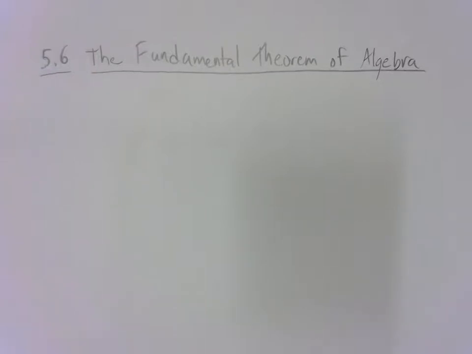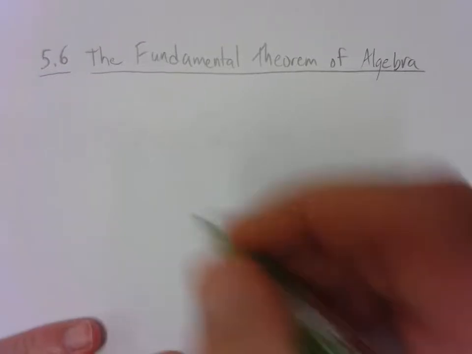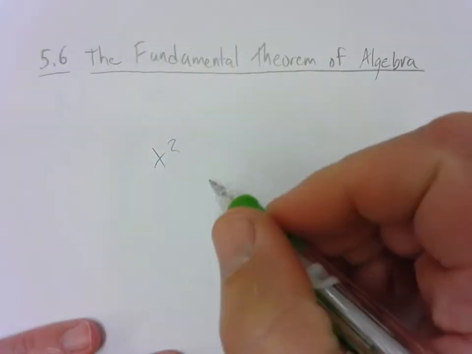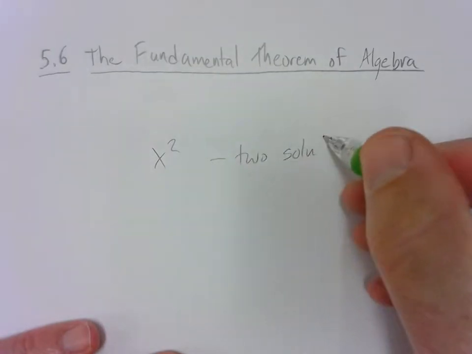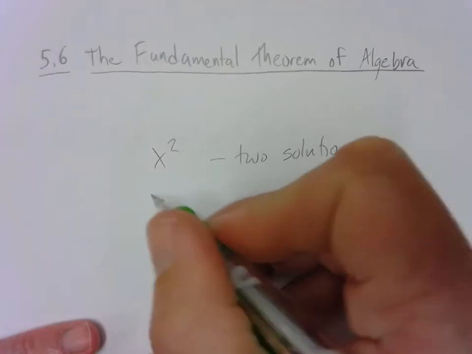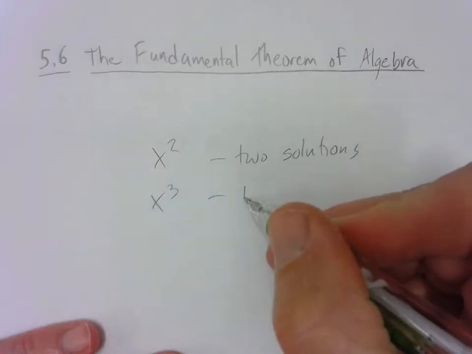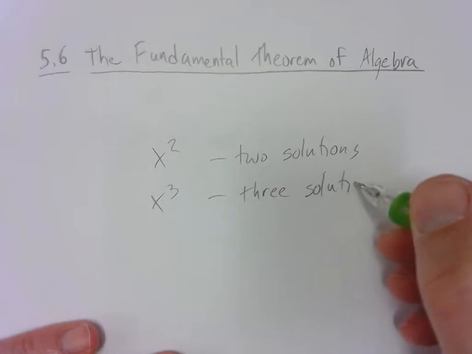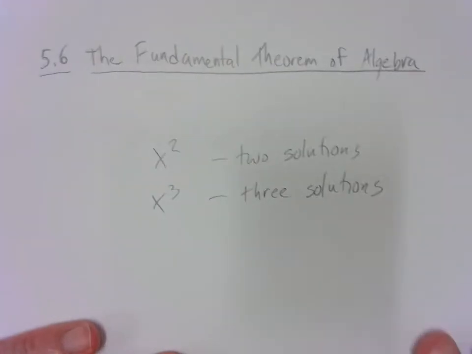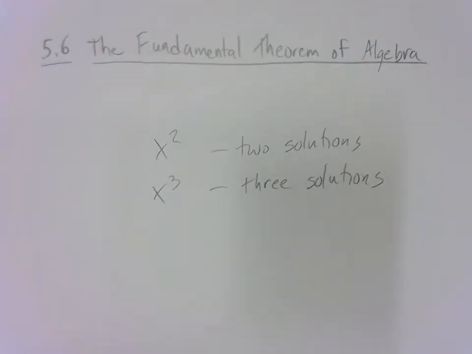This lesson is about the fundamental theorem of algebra. Basically, the fundamental theorem of algebra says that the highest power of the polynomial matches the number of solutions. So if you have some polynomial with x squared, you get 2 solutions. And if you have x to the third power, you get 3 solutions. But it's how the solutions organize themselves.